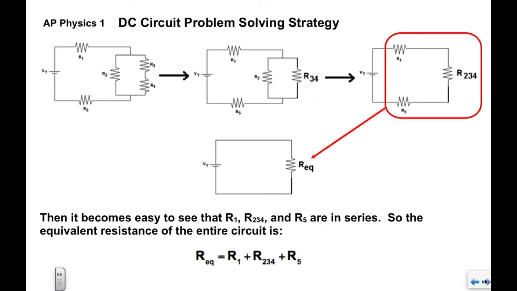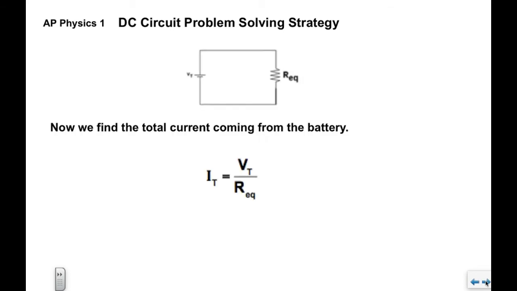Then we can see pretty easily that R1, R2,3,4, and R5 are in series. So the equivalent resistance of the entire circuit, we just add them all up. So now we have an equivalent resistance, REQ. We use it to find the total current coming from the battery. I sub t equals VT over R equivalent.